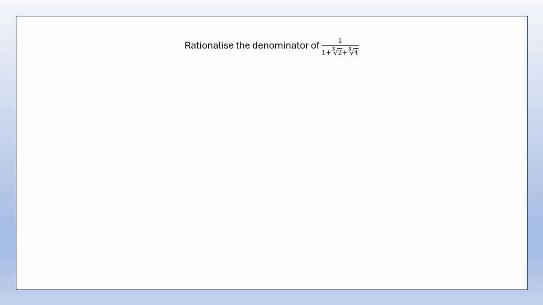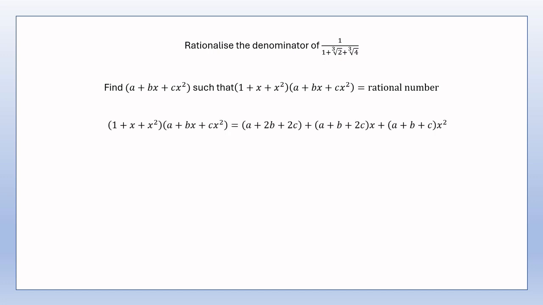So now let's try rationalising the denominator of 1 over 1 plus the cube root of 2 plus the cube root of 4. And using a similar method, we try to find a plus bx plus cx squared such that 1 plus x squared times a plus bx plus cx squared is equal to a rational number. And we get 1 plus x squared times a plus bx plus cx squared is equal to the expression as shown on the screen. And so we need a plus b plus 2c equal to 0, and a plus b plus c also equal to 0.